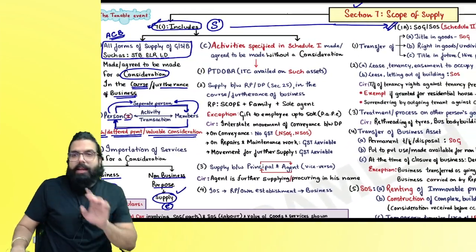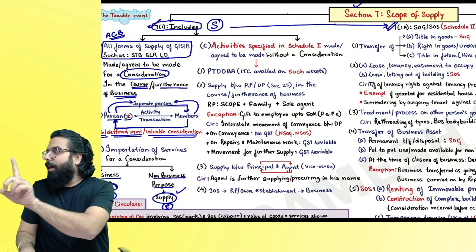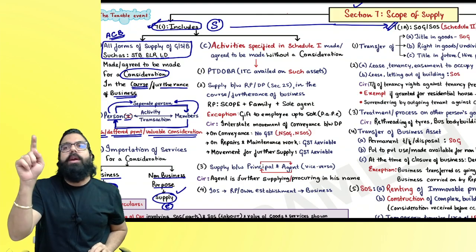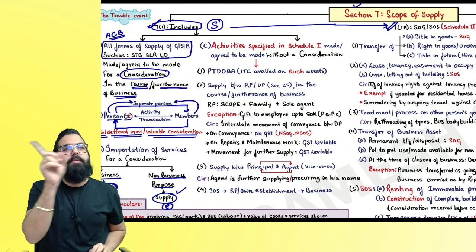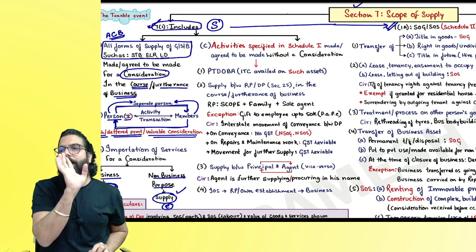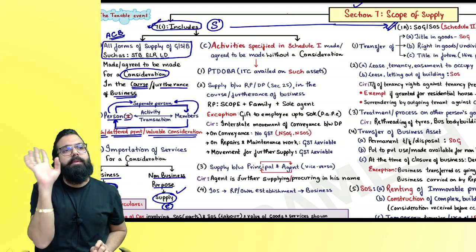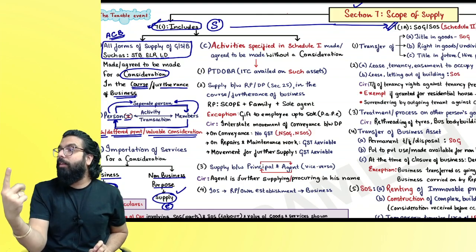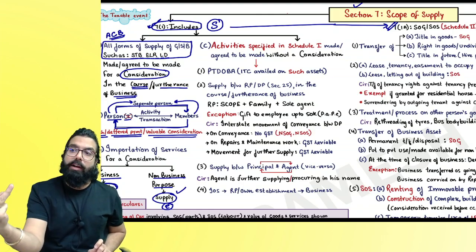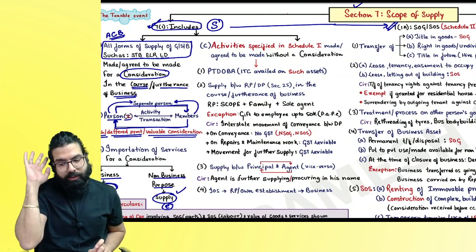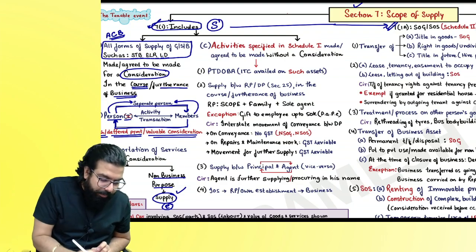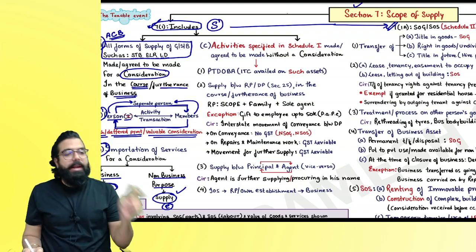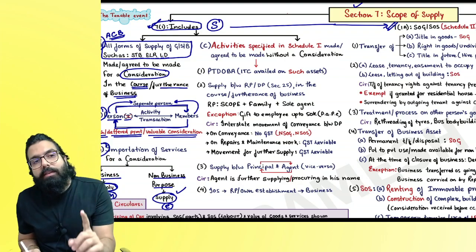In section 7, 7.1A is done: an activity for a consideration in the course of business. 7.1AA is done: a person other than an individual giving services to the members, or members giving services to the person. The third one, importation of service for a consideration, is also considered a supply. All three, A, AA and B, are for a consideration.